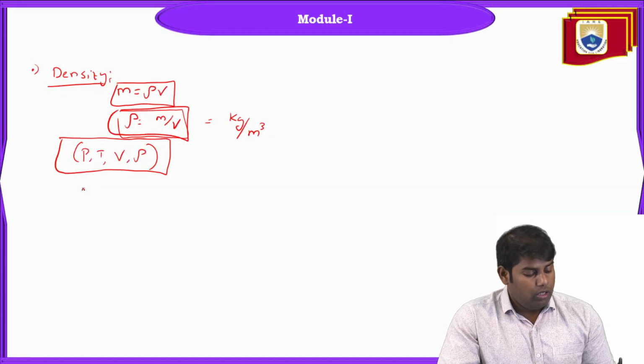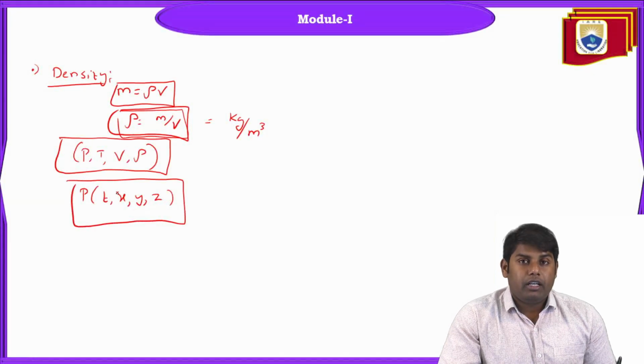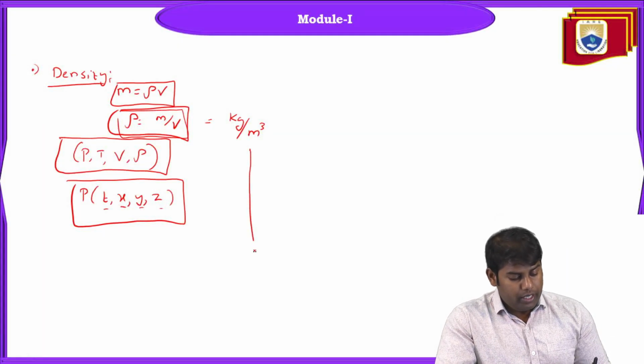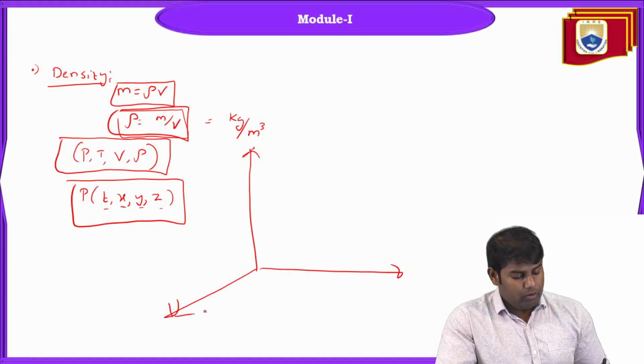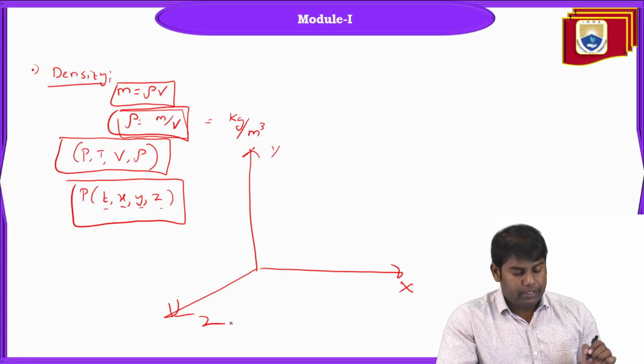Therefore, the pressure P is a function of t comma x comma y comma z. The meaning is that the pressure varies with respect to time and with respect to the x coordinate, y coordinate, and z coordinate. Let us take a three-dimensional entity with x-axis, y-axis, and z-axis, and you will get to know.